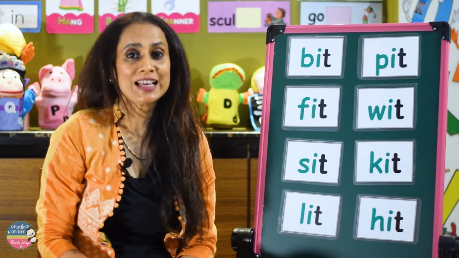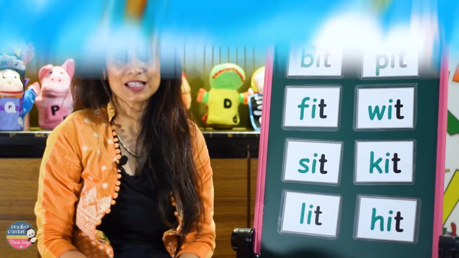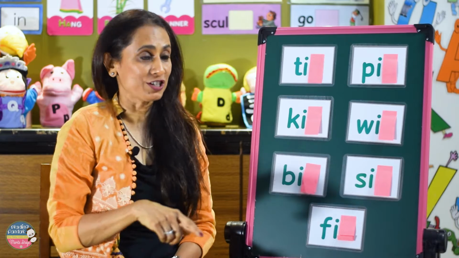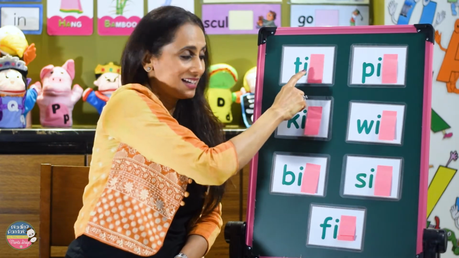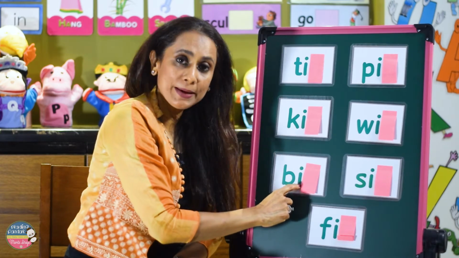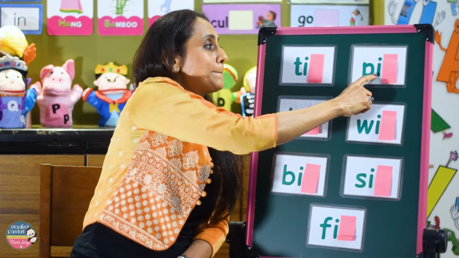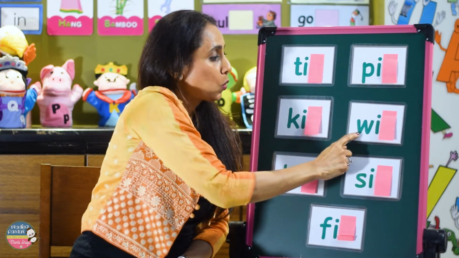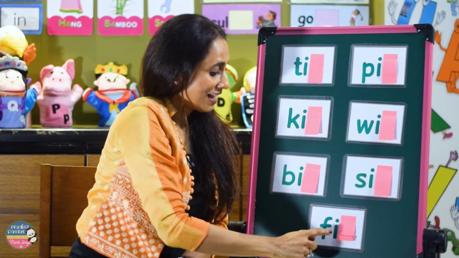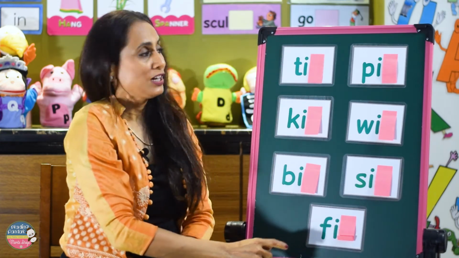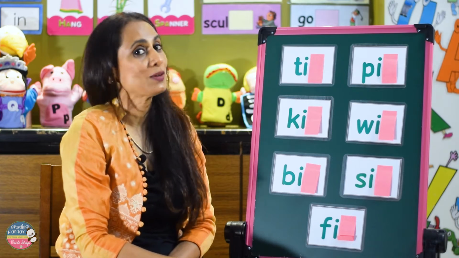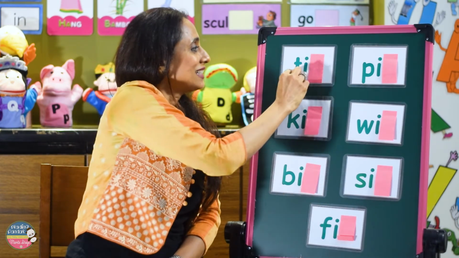Now let's move on to the next set of words in the I CVC segment. So let's begin the blending first. Ti, Ki, Bi, Pi, Wi, Si and Fi. Now once the consonant and the vowel are blended together, let's get in the last sound.